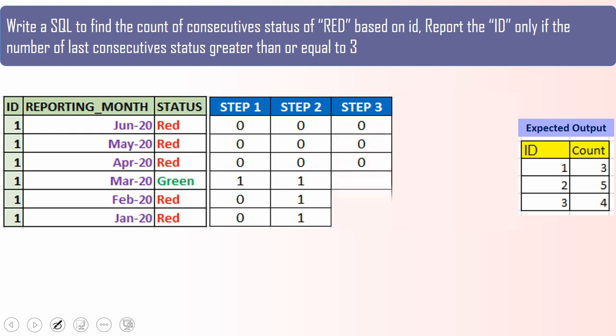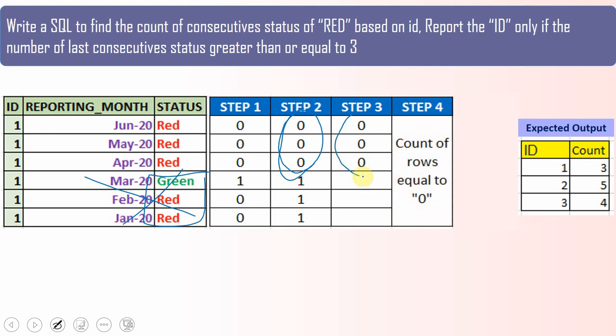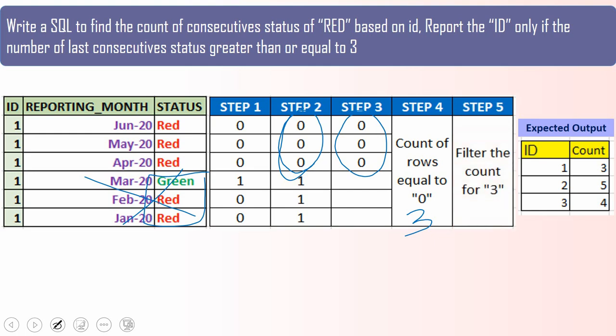The third step is we are going to filter the records wherever there is a 0 in step 2. That way we can avoid all the rows from green and beyond green. Step 4 is we are going to put a count on the number of rows that we got in step 3. In this case the count will be 3. Last step, we check whether the count is greater than or equal to 3, because our expectation is to give the count of the last consecutive red status. If it is greater than or equal to 3, then we need to print it. So this is the logic I am going to follow.